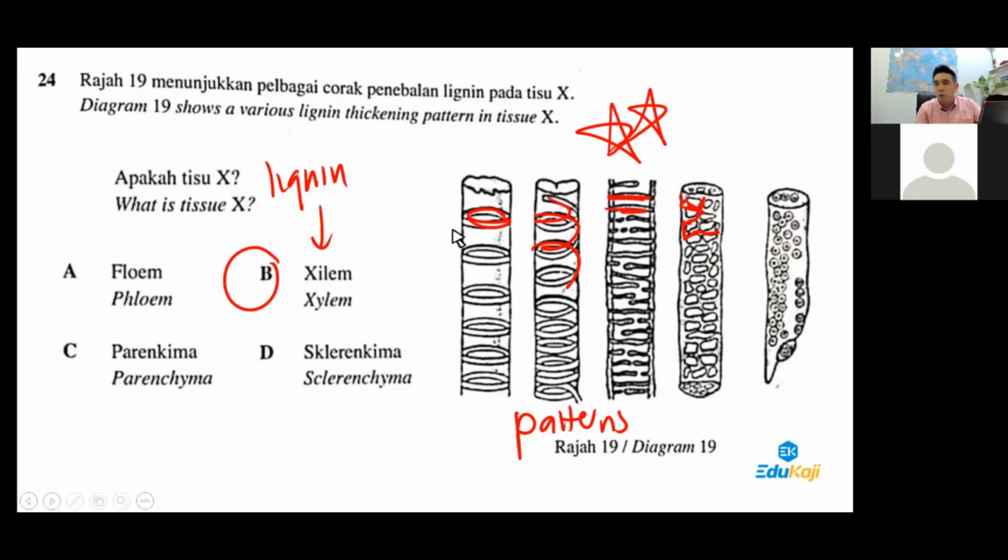Some books show, some books don't show. Like for me, when I teach them, confirm I'll show, because I told them this type of question can come out. So you please take note as well if you're not too aware. So 24 answer is boy.